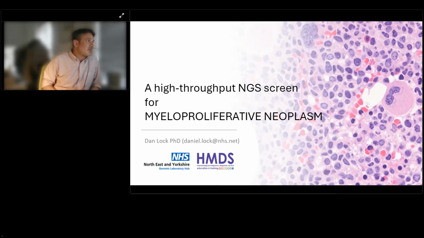So I'm just going to run you through a validation we've completed recently for a high-throughput NGS screen to investigate the key driver mutations that we find in the myeloproliferative neoplasms.